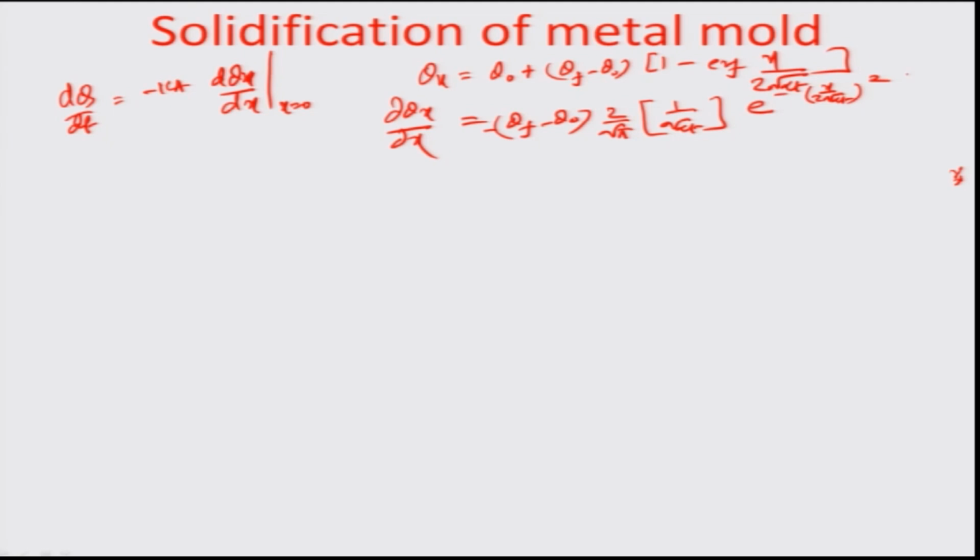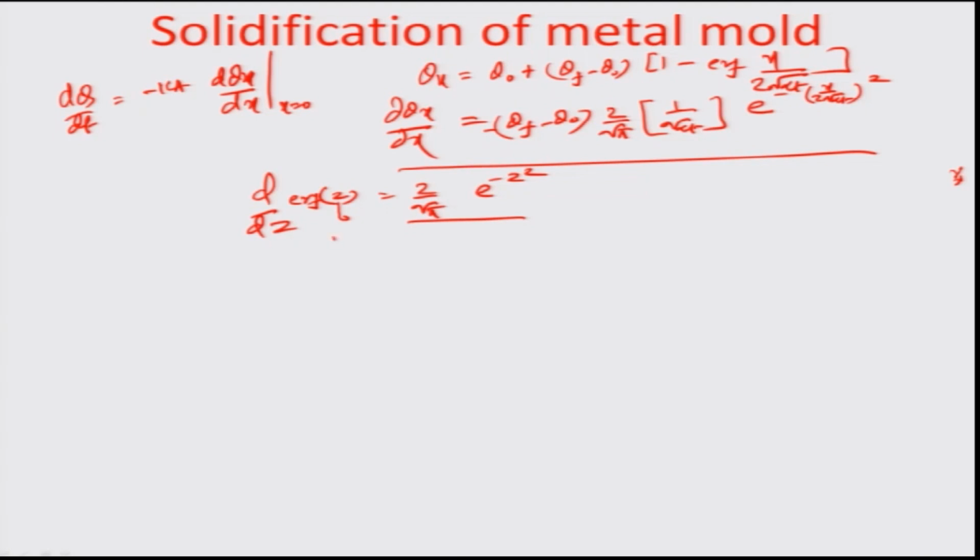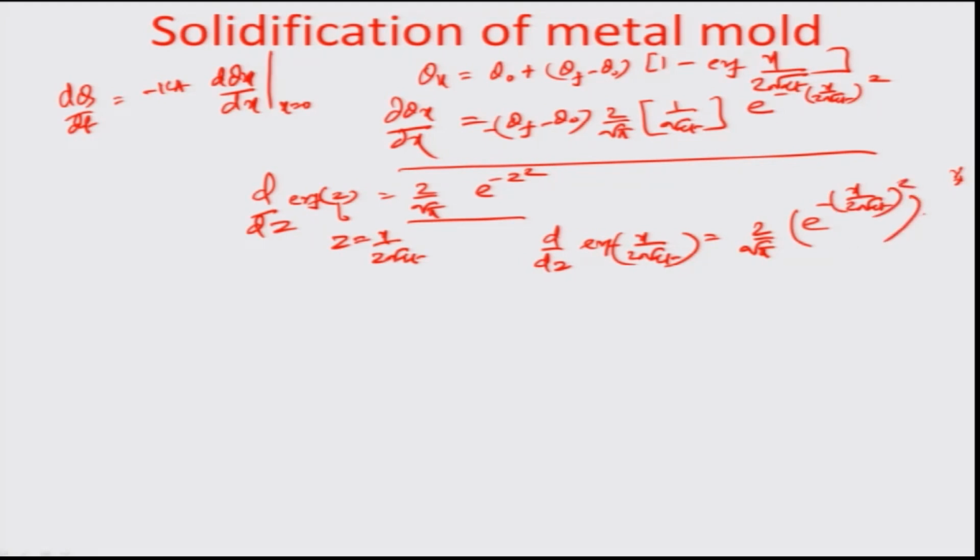Okay. So that is how you calculate the error function, because already I have defined d by dz of the error function of z as equal to 2 by root of pi times e to the power of minus z square. So in this case z, of course, is x by twice root alpha t, and so the d by dz of the error function of x by twice root alpha t would actually become twice by root pi times e to the power of minus x by twice root alpha t square times the derivative of x by 2 root alpha t. So it is basically 1 by twice root alpha t.